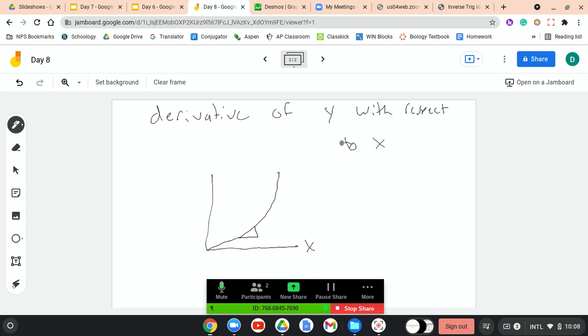And if we want to ask what happens to our function as we change x, the derivative is going to tell us. So if we ask what happens to y as we change x, we're finding the derivative of y with respect to x. Okay, yeah, that makes sense.